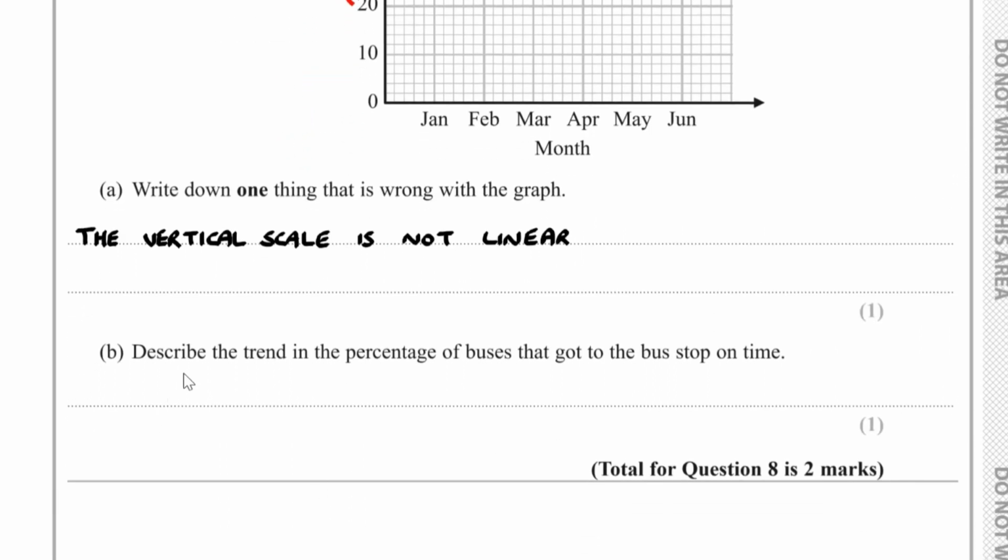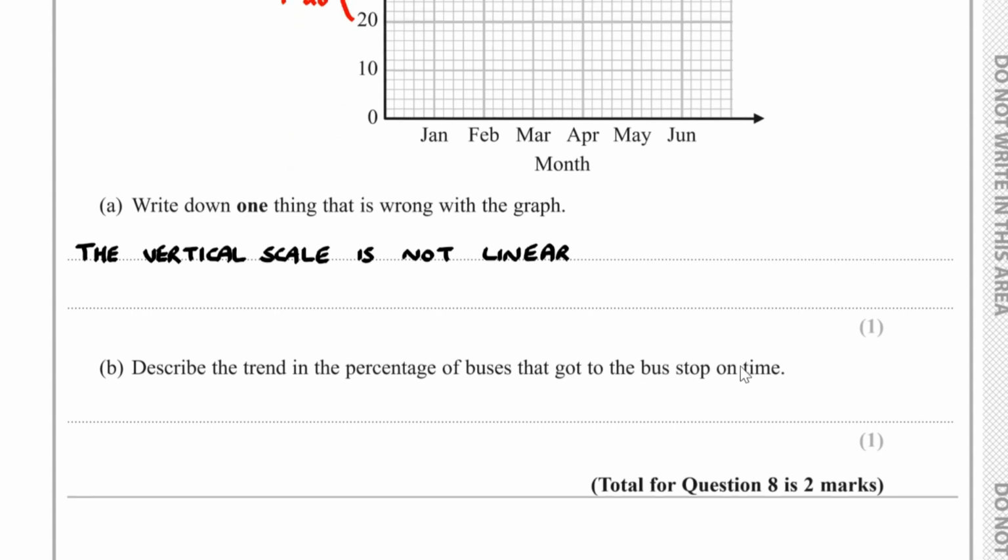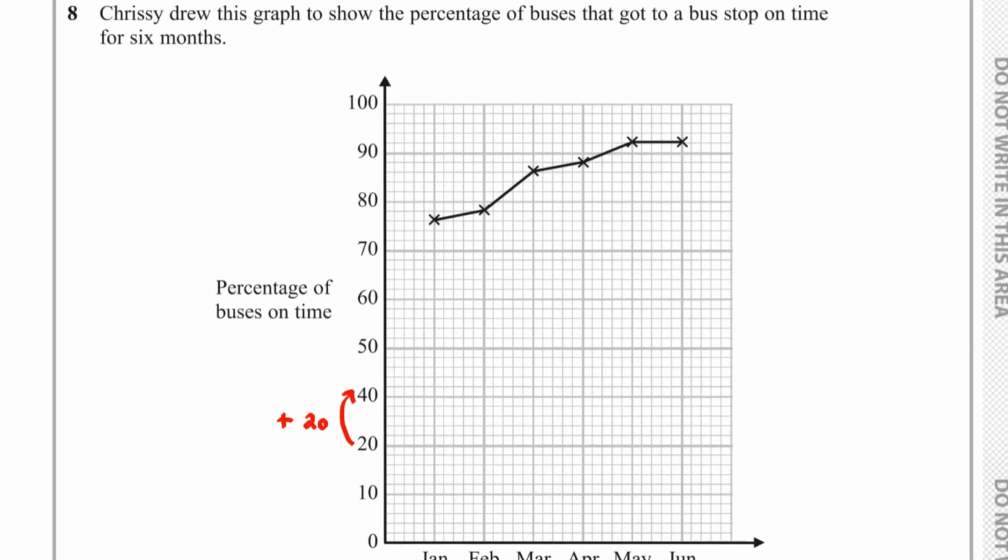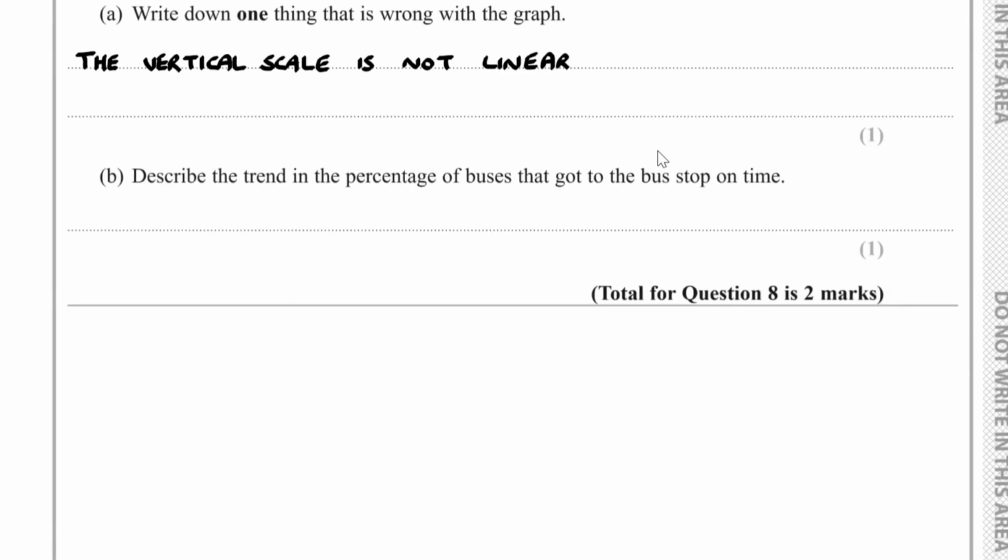Then for part B, we have to describe the trend in the percentage of buses that go to the bus stop on time. Well, overall, what we can see is there is some sort of an increase, and therefore we would write there is a positive trend.